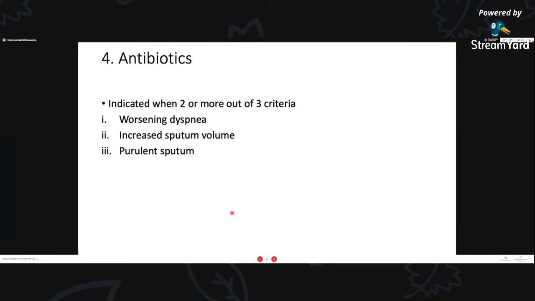So for empirical antibiotics in COPD acute exacerbations, we don't need the culture result yet. We just need 2 or more of the following criteria, which include worsening of the symptoms, dyspnea, increase in sputum volume, as well as increase in sputum purulence. 2 or more of these will be enough for us to start empirical antibiotics. The culture and sensitivity taken from sputum as well as from the blood will be a guide for us to change after empirical to therapeutic antibiotics, which are directed towards the specific organism.